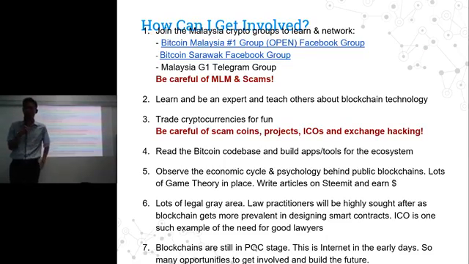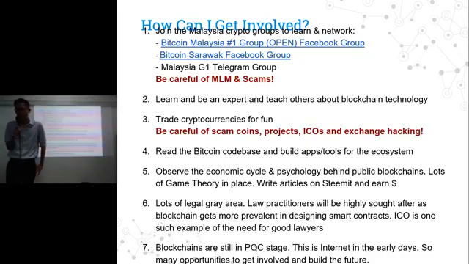I don't know where to start. There are too many scams, and Malaysia is one of the hotbeds for scams coming out of the crypto space. Of course, because everyone wants to get rich quick. So be careful of these scams. Learn. So what else can you do?